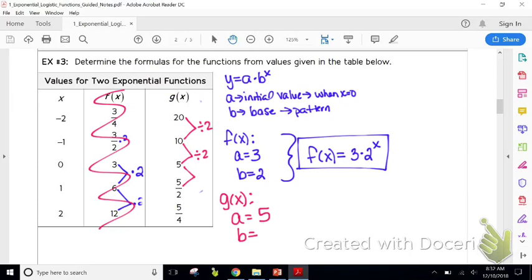But I can't write divided by 2 here. So dividing by 2 is the same as multiplying by what number? By 1/2. It's the reciprocal of 2, right? So my base, my pattern, is going to be multiplying by 1/2. And so let's take that and let's write our equation. So g of x equals 5 times 1/2. Good, to the x.